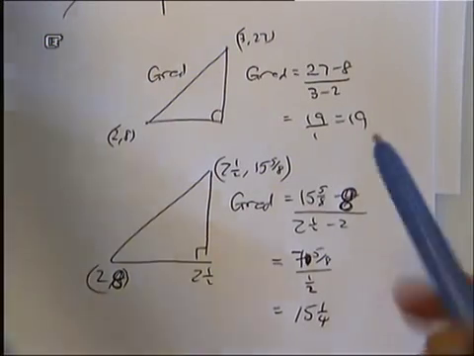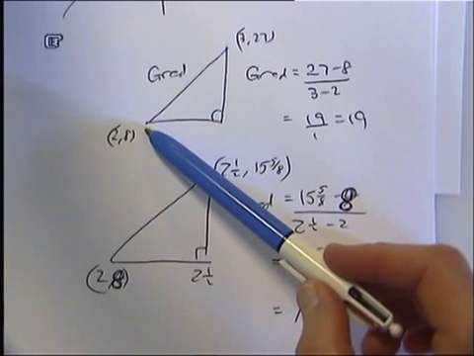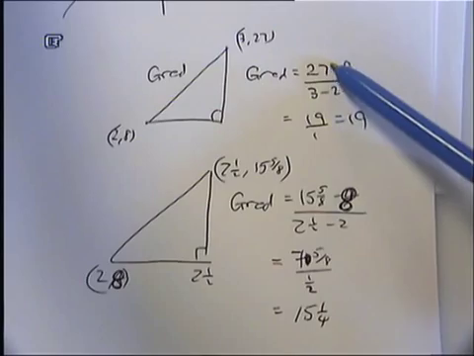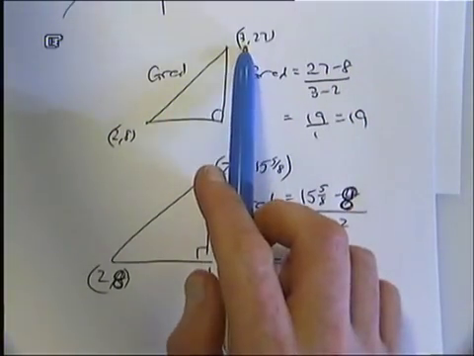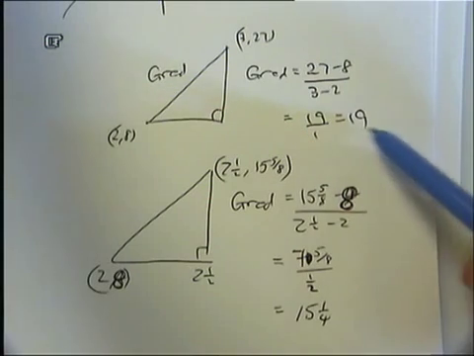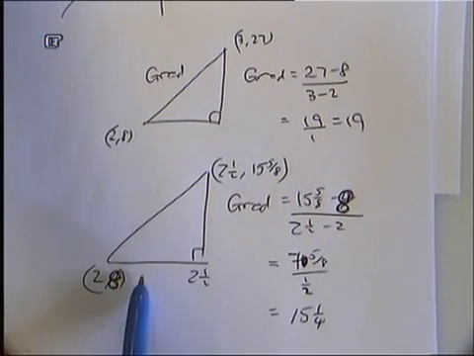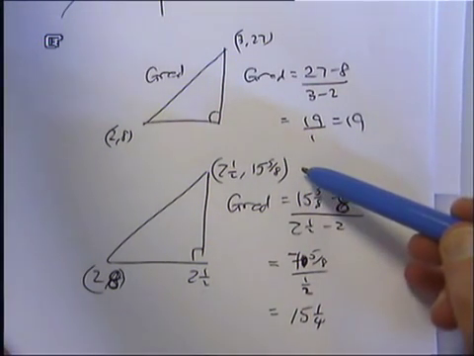So while my class is just working away in the background, first triangle had coordinates of 2, 8 up here and 3, 27. The height was the difference between 27 and 8, which was 19. The width was the difference between the 2 and the 3, which was 1, and that gradient came out to be 19. The next triangle, I've got the x coordinate being 2.5, which means the y coordinate is 15 and 5/8.